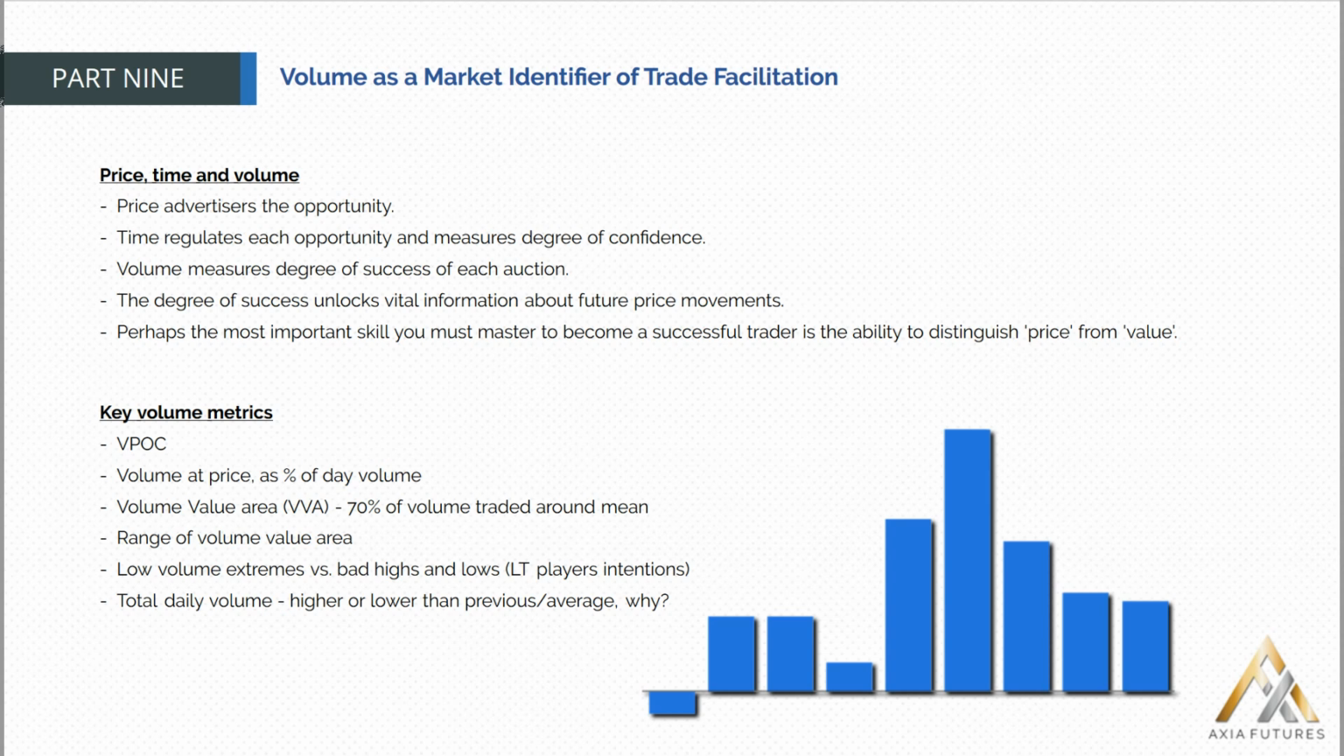And then the total daily volume. In other words, how is the volume being dispersed from day to day? Is it relatively high? Is it relatively low? What is the price response once we have a relatively high volume day? What is the price response once we have a relatively low volume day? So again, remember, it's all about understanding the relative implications of the change in volume.